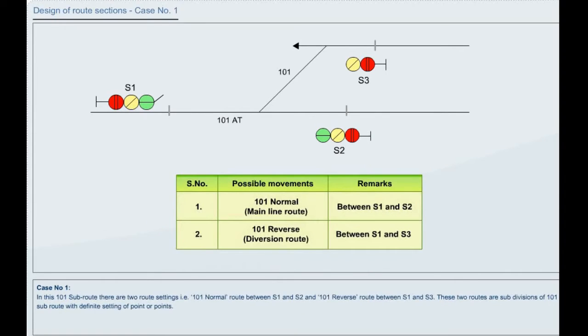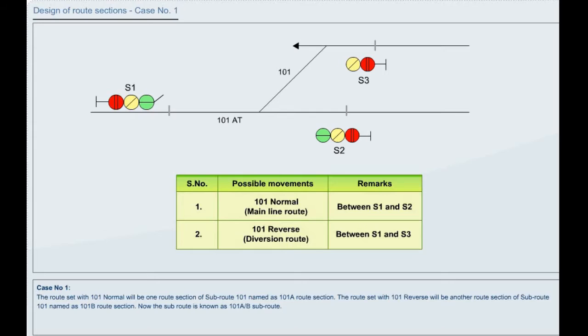In this 101 subroute, there are two route settings, that is, 101 normal route between S1 and S2 and 101 reverse route between S1 and S3. These two routes are subdivisions of 101 subroute with definite settings of point or points. The route set with 101 normal will be one route section of subroute 101, named as 101A route section.